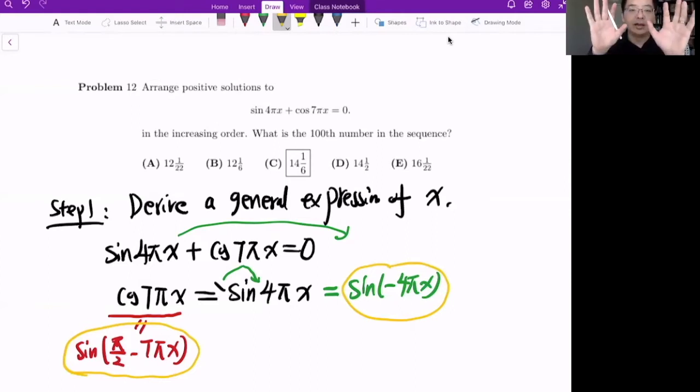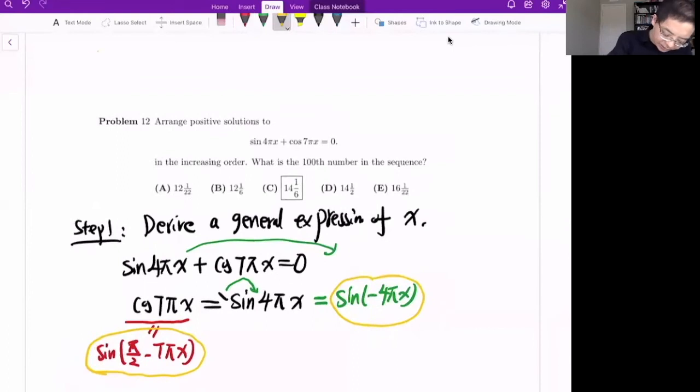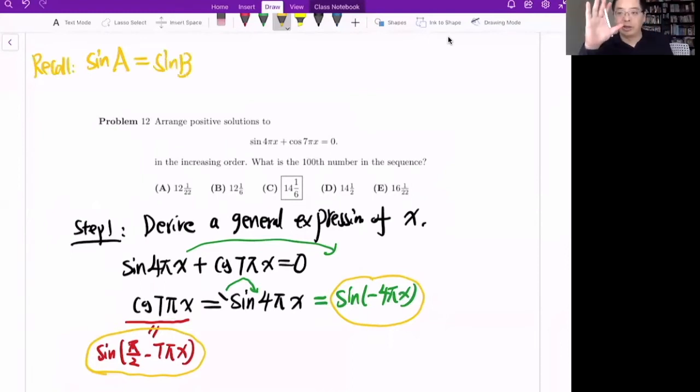Now let's recall, if I have two angles with the same sine value, what can I say about the relation between these two angles? If sine A equals sine B, then we have two situations. Situation 1, A equals B plus 2k pi. Right? 2 pi is the universal period for all trigonometric functions. Or A plus B equals an odd multiple of pi. So in particular, if A plus B is pi, then they have the same sine value, right? Okay, so we have two cases.